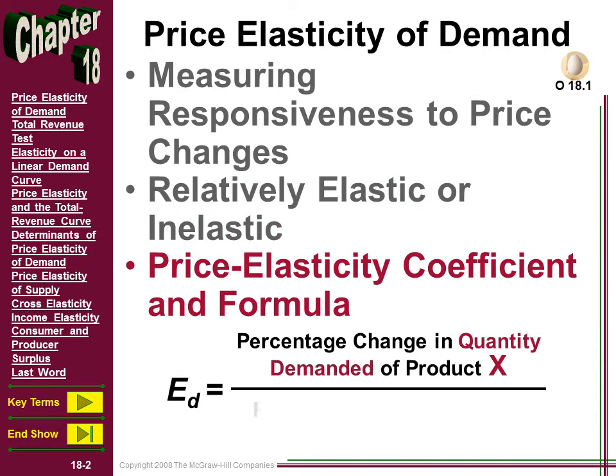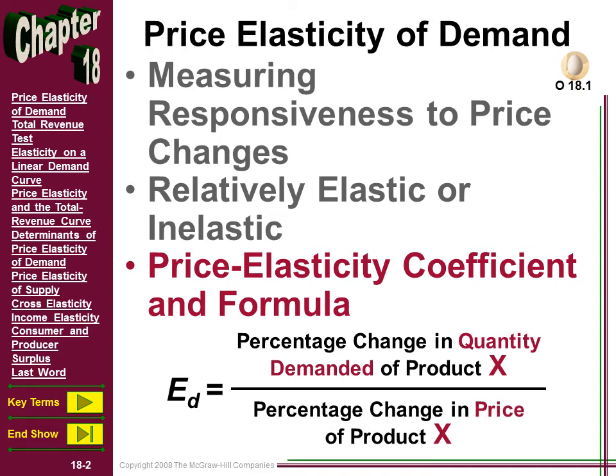Now, how do we measure elasticity? Elasticity is measured as percentage change in quantity demanded over percentage change in price. This will yield what economists refer to as the coefficient of elasticity, this mathematical formula. Notice, and this is very important, we are measuring percentage change in quantity demanded over percentage change in price. We're not measuring change in demand over change in price. It's percentage change in quantity demanded over percentage change in price.